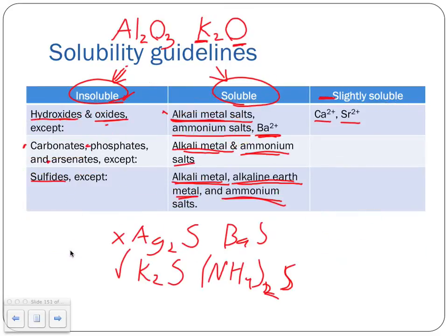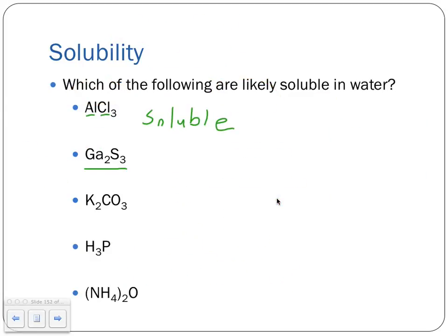So we go to the next set of rules, the insoluble ones. Hydroxide is not one of those, not an oxide. It's gallium sulfide, so not carbonate, not phosphate, not arsenate. Here's sulfides right here. Sulfides are typically insoluble unless gallium fits into one of these other categories. Looking at the periodic table, gallium is not an alkali metal, not an alkaline earth metal, and not ammonium. Because of that, we would say this gallium sulfide is going to be insoluble. Okay, so we got that right there.